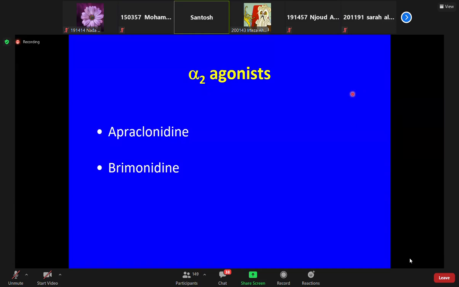Presynaptic, yes. Very good. So those effects which we like when we speak about sympathetic effects, those are alpha-1, which are on the postsynaptic neuron or organ, which produce those adrenergic effects. But the alpha-2 are present on the presynaptic ganglion. They are for the negative feedback.